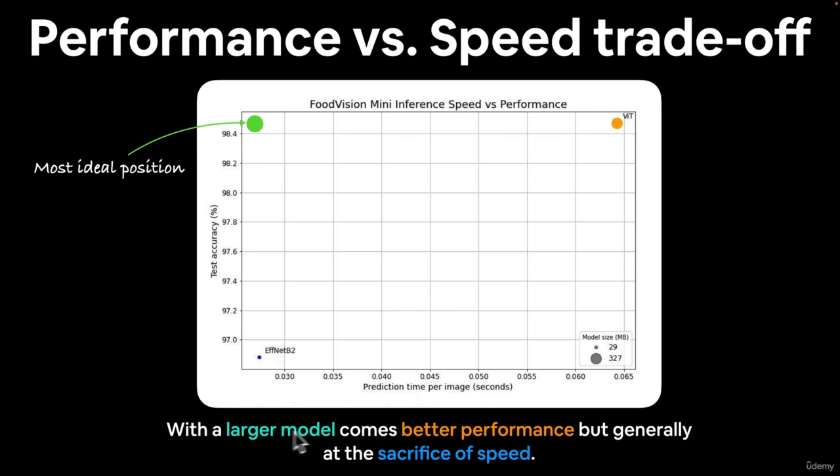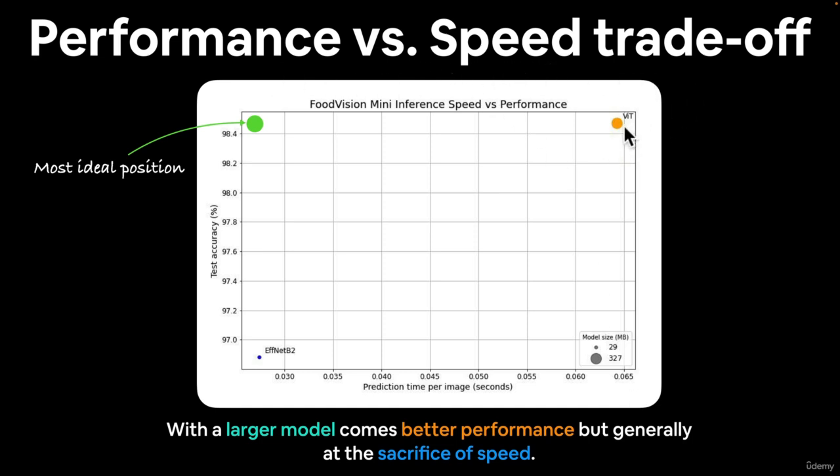With a larger model, so our ViT model has a larger model size, it comes better performance, which is exactly what we see. Our ViT model has more parameters, has a higher learning capacity than our EffNet B2 model. It performs better on the test accuracy. But this is in our case at the sacrifice of speed. So although it performs better on the metric scale, it takes longer per prediction. So that's the speed versus performance, or performance versus speed, trade-off.